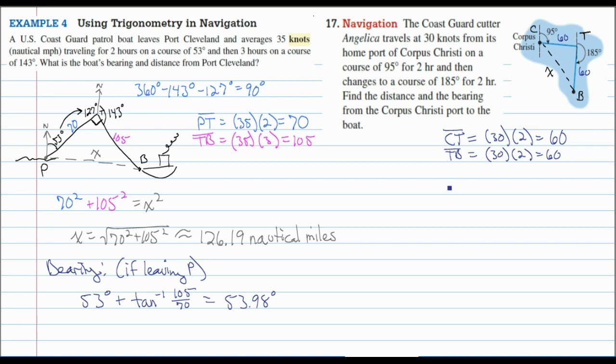We're just going to use the Pythagorean theorem. So x squared, the hypotenuse, equals 60 squared plus 60 squared. So x is going to be the square root of 60 squared plus 60 squared, and in my calculator, I got about 84.85 nautical miles.